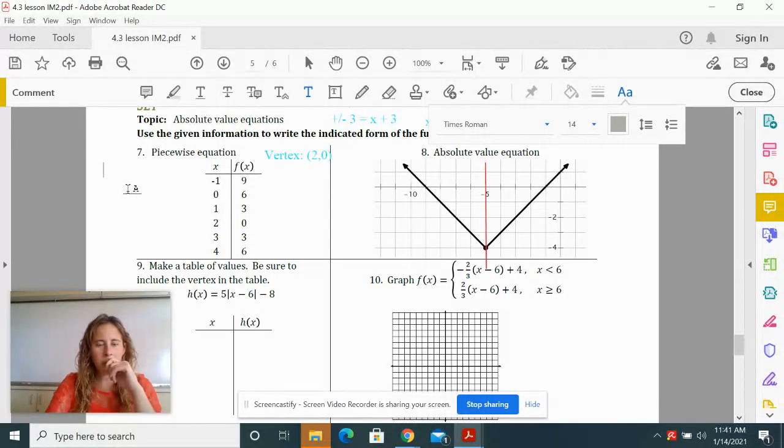Really I could write my absolute value equation once I figure out the slope. So what is the slope? Because you're going to have two different slopes, right? They're going to be opposite of each other. So the first one, what's the slope of this? That's your first line. What's the slope of that?